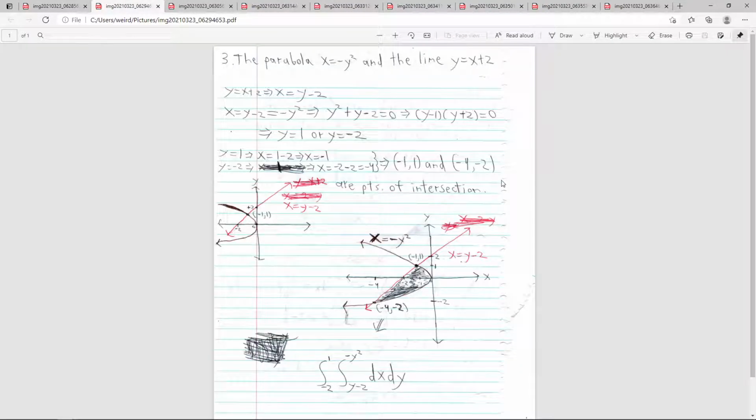Now it's time for us to get a little bit more tricky. We have a parabola and a straight line, so we're going to have to put in a little bit of effort. x equals negative y squared and the line y equals x plus 2 are the boundaries. So y equals x plus 2 implies that x equals y minus 2. For x equals negative y squared, we're going to keep it in terms of x, so we're going to do horizontal cross sections, left to right.